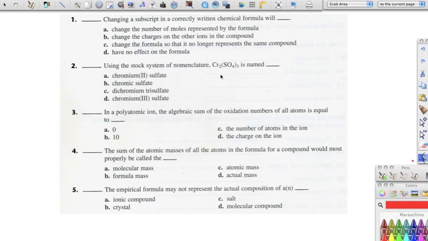It says, changing a subscript in a correctly written chemical formula will, C: change the formula so that it no longer represents the same compound.